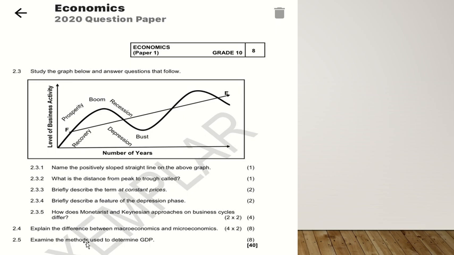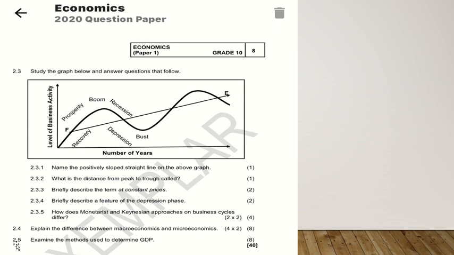And then our last question is, examine the methods used to determine GDP, which is gross domestic product. And there are 3 ways. We learn about 3 ways of determining GDP, and this is through the production method, revenue method, and the expenditure method. So because they say 8 marks, you're not just gonna name them. And they also said examine. So naming won't get you far. You have to name and explain.